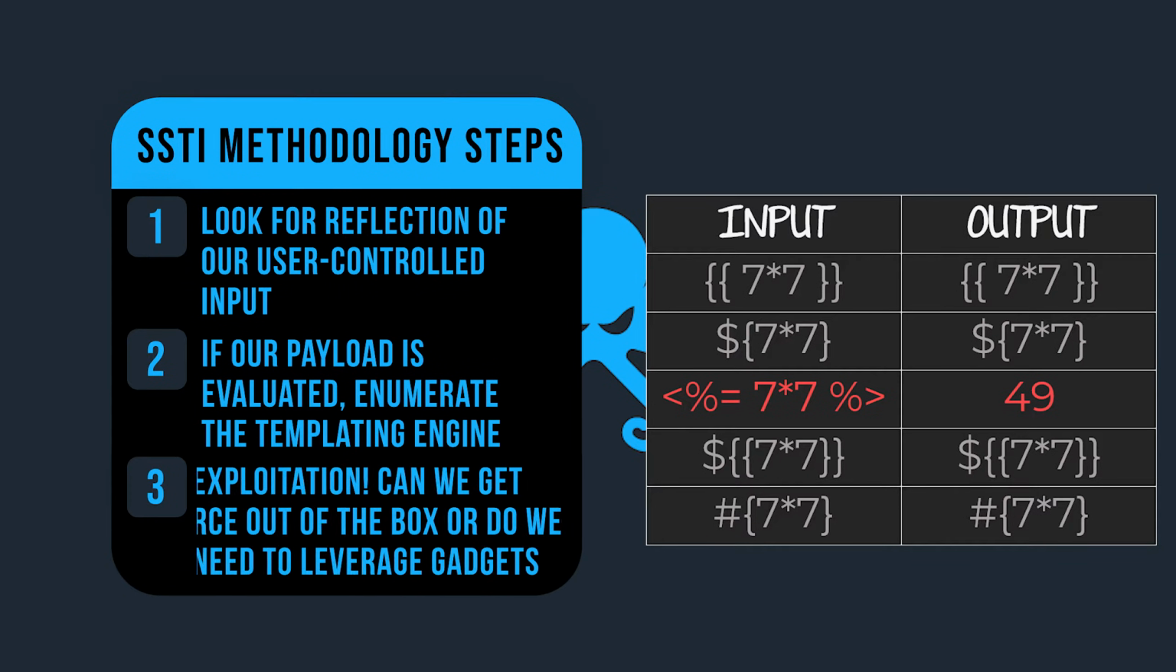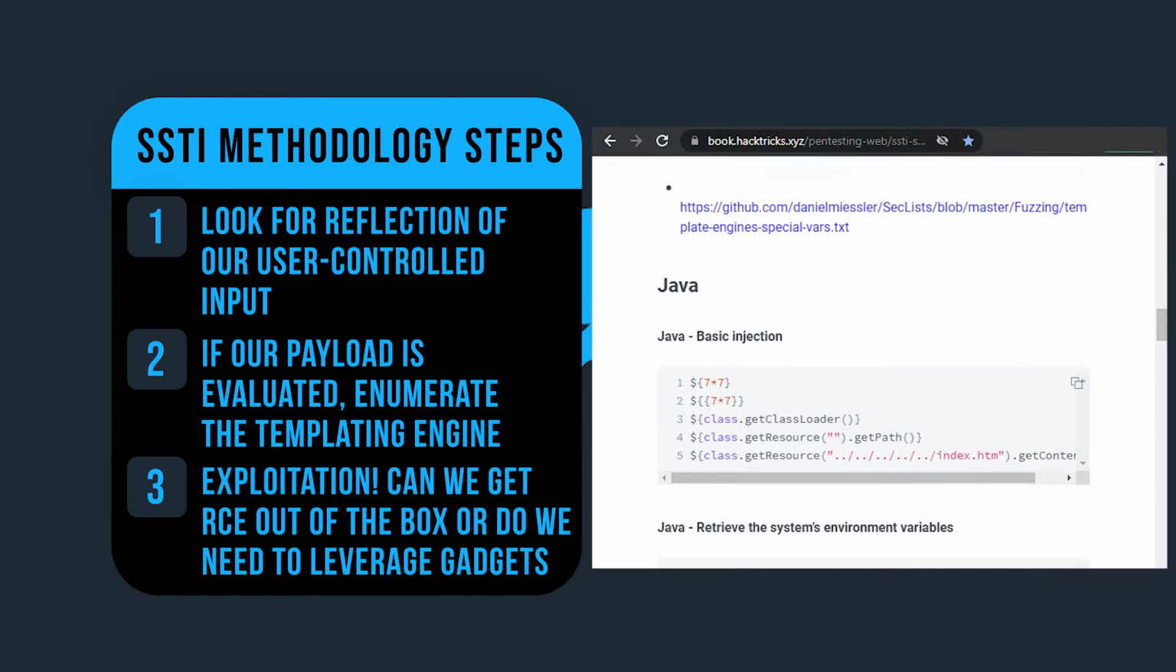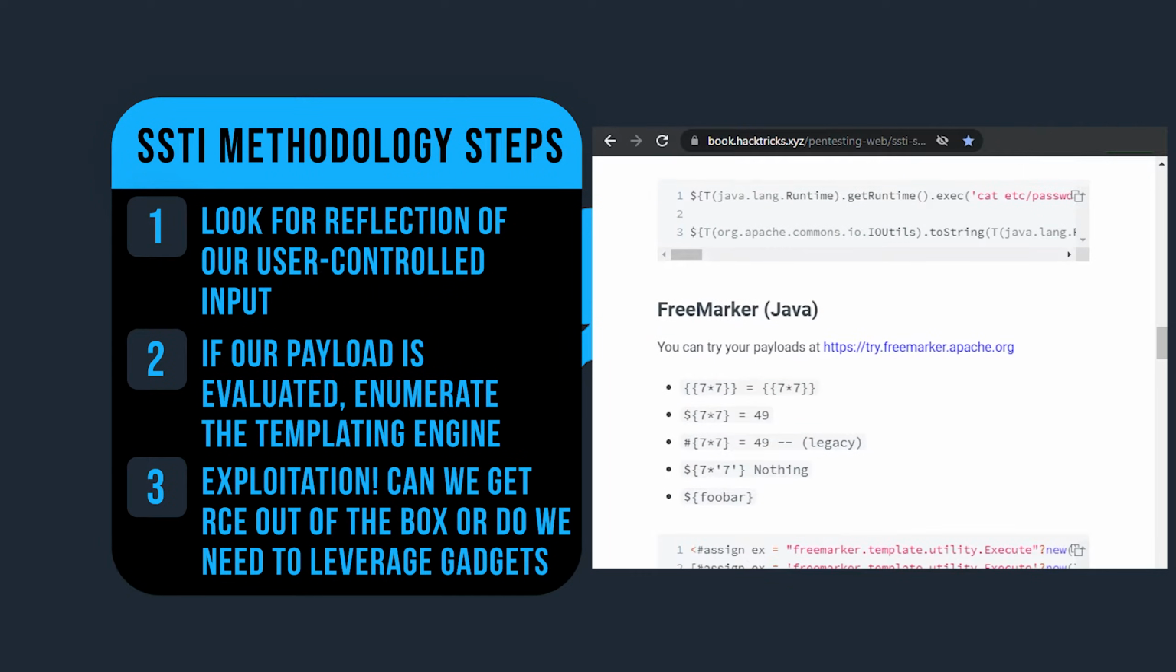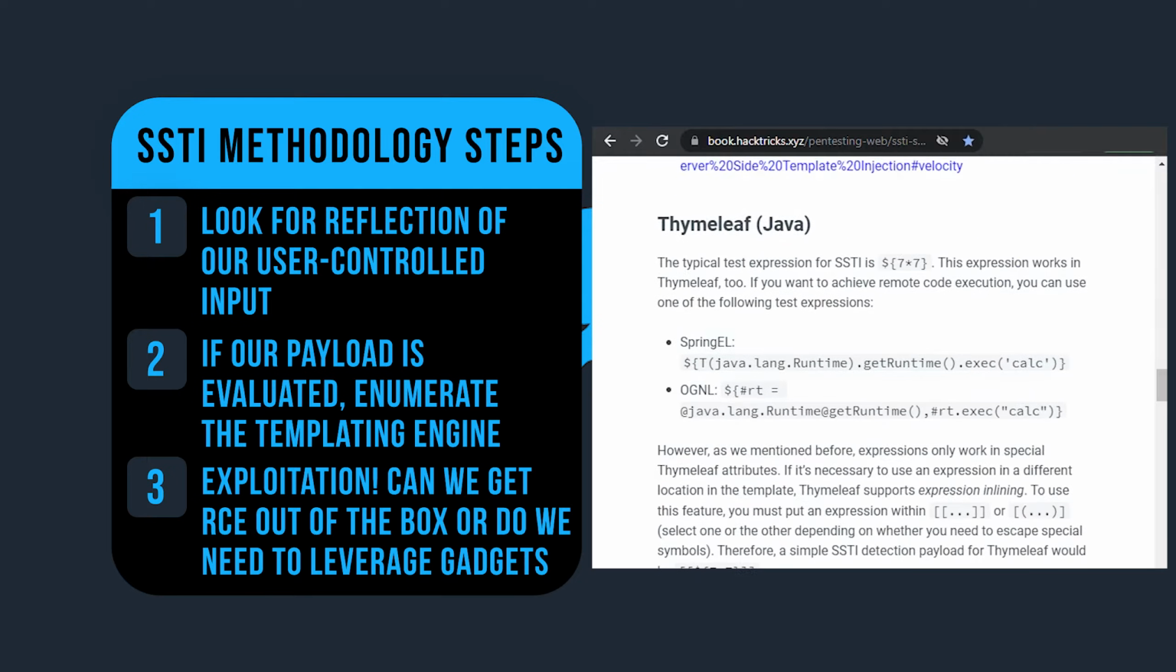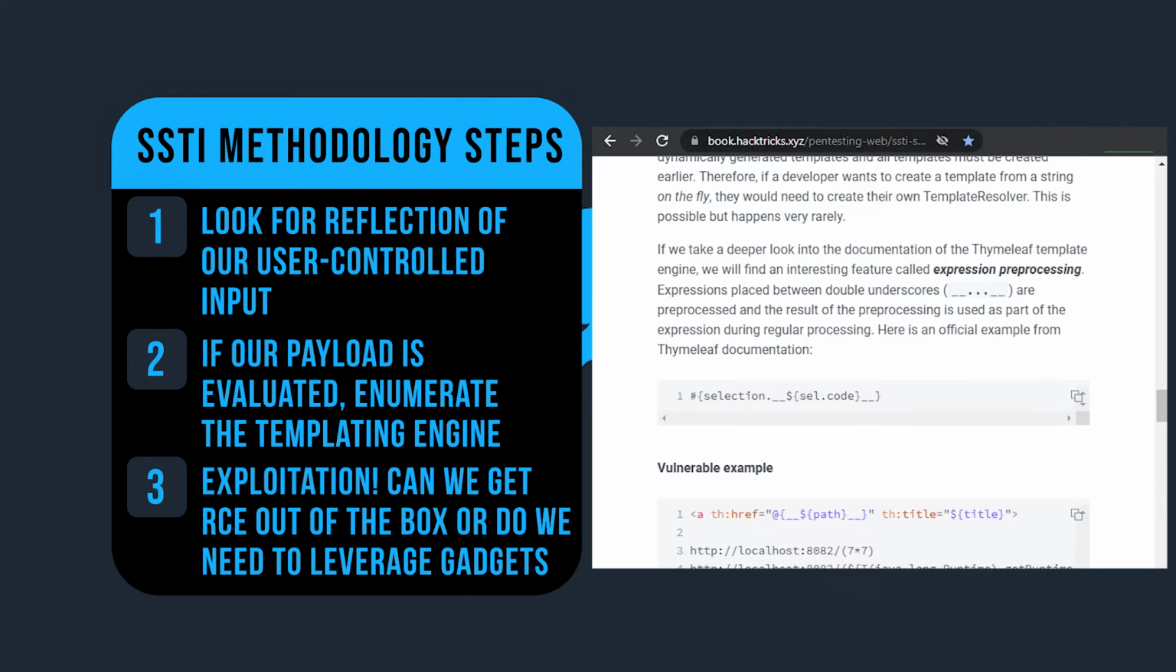And then step three is exploitation. Sometimes you'll get flat out RCE just from publicly available payloads, and we'll go through some resources where you can find those payloads. But if there's not a payload out of the box that just works, you'll probably have to get your hands dirty.